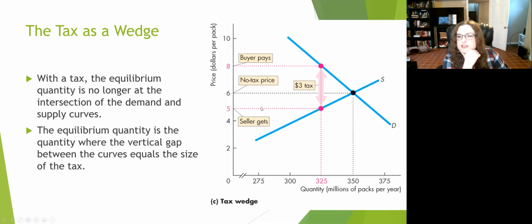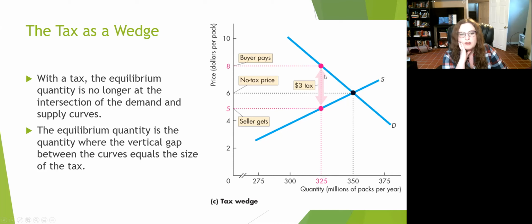That means for this 275th, that's $3 to the government. For this 300th, that's $3 to the government. For this 325th, that's $3 to the government. That's $3 times the quantity. So the price times the quantity equals the total revenue for the government, right? So this $3 price times the 325 million packs makes this rectangle. That's going to be the government revenue from this, right? That's the tax revenue.